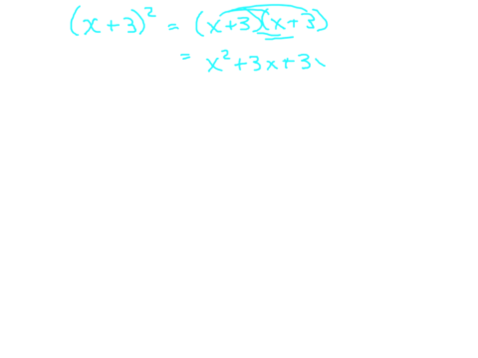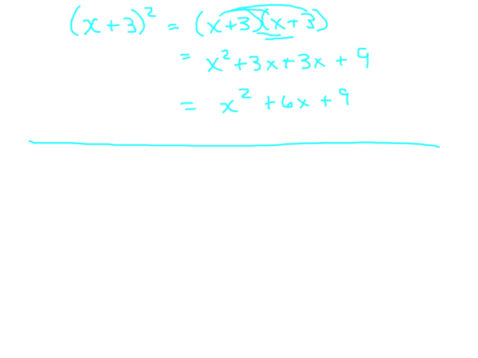So let's say we have x plus 3 squared. A perfect square trinomial is a trinomial that came from squaring a linear factor, so multiplying it by itself, like that. And when we do all of our distribution here, I get x squared plus 3x plus 3x plus 9. So that's x squared plus 6x plus 9.